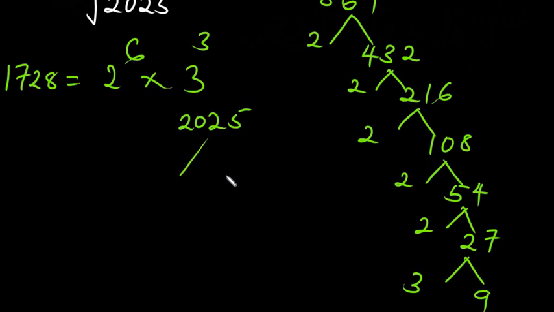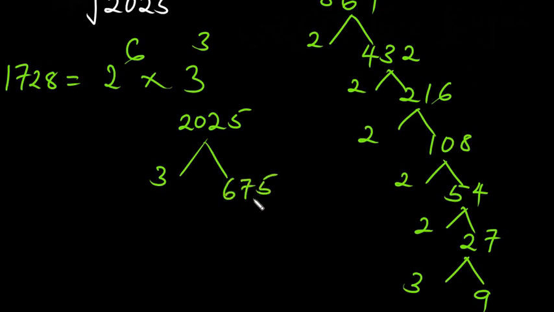Okay, so we can't start with 2 for this case because 2025 is not divisible by 2. So we can move on to the next prime number, that is 3. And yes, it is divisible by 3, so we can divide by 3. So when you divide this by 3, we're going to get 675.